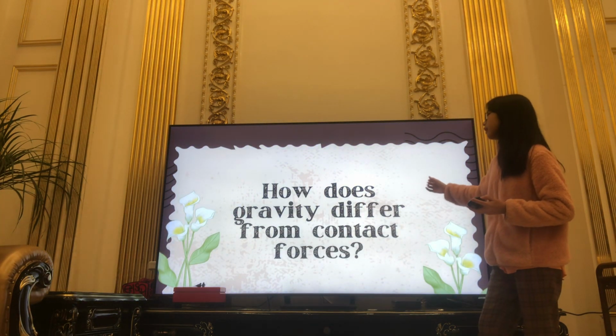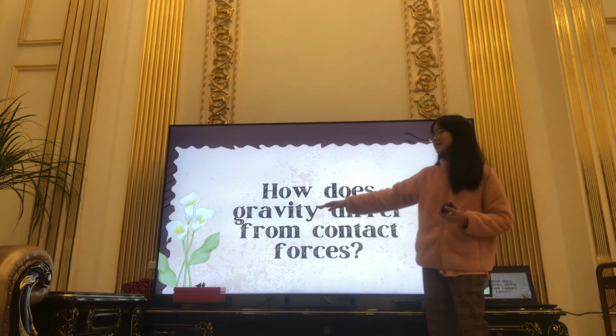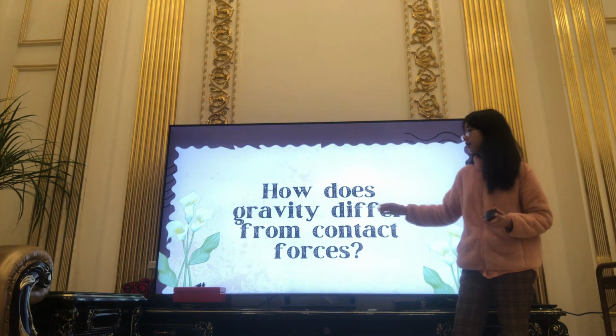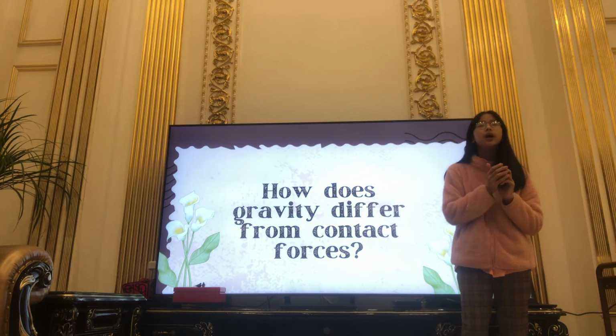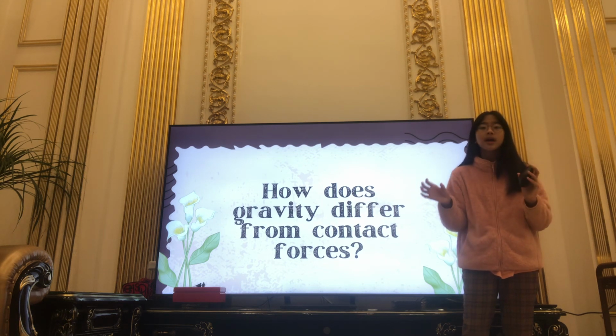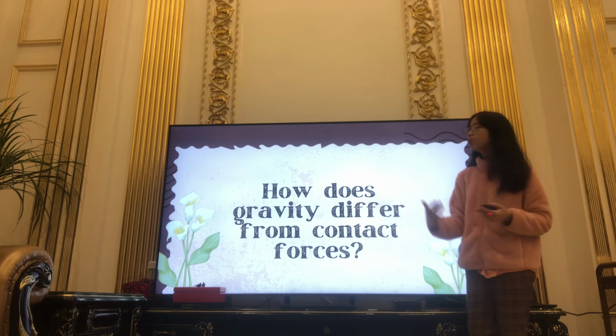How is gravity different from contact force? As I said, gravity is a non-contact force, and contact force is when we need to touch it to move it. Gravity is different. It is a non-contact force. So gravity doesn't need to touch anything, but it can still move that thing.